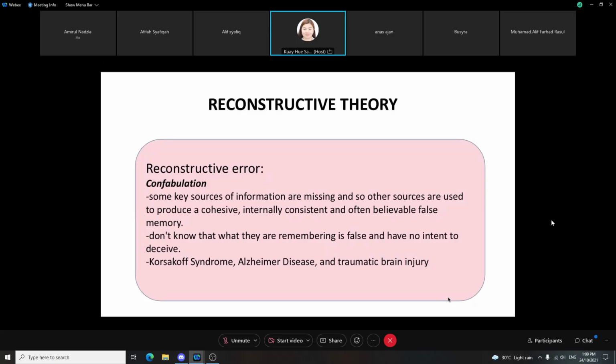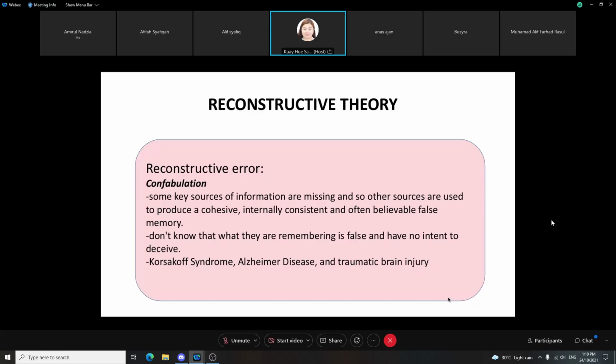Okay, some key sources of information are missing from our memory. So other resources are used to produce a cohesive, internally consistent, and often believable false memory. We're not talking about those people who make something up intentionally to replace something that you don't remember. This one is not done intentionally. It wasn't your intention, you just don't remember, but your brain fills in the blank for you because you don't do it consciously, basically. So you don't know what you're remembering is false, and they have no intent to deceive. So that's what it means.